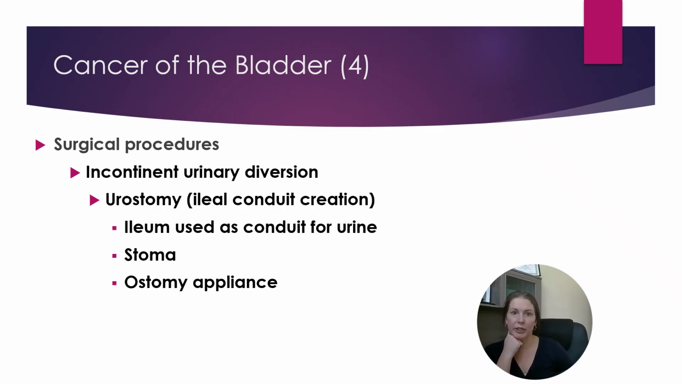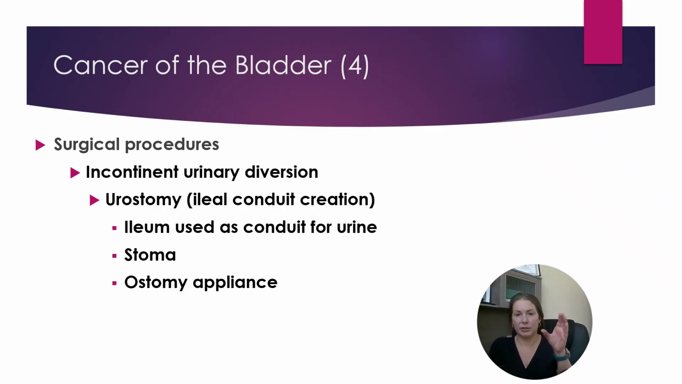for incontinent urinary diversion, they can create a urostomy, so an ileal conduit creation. I pulled up the procedure here. You take a segment of the ileum, your small intestine, that's going to be removed, and that's going to be used as a conduit for urine. So the ureters are going to be surgically attached to that ileal segment.